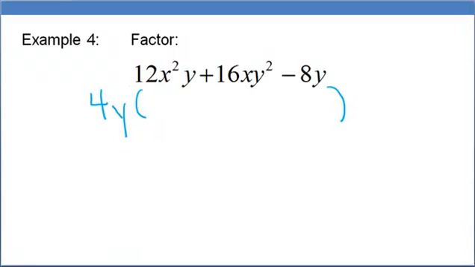So we have a 4, would like to get 12. We need to multiply by 3. We need an x squared. And we're good with the y because we have it outside. Next term we have a 4, we want a positive 16. So you need to multiply by a 4. You're going to need an x to get an x here. And you have one y, you want y squared, so you need one more y. For the last term, you need to multiply by a negative 2 to get the negative 8. And you're good with the y. It's on the outside.